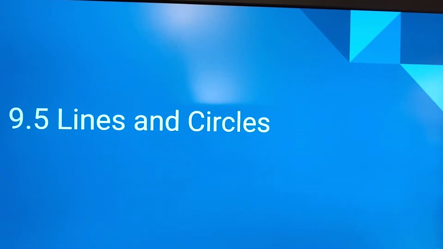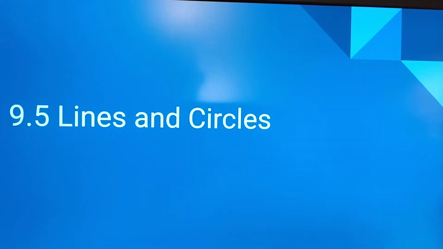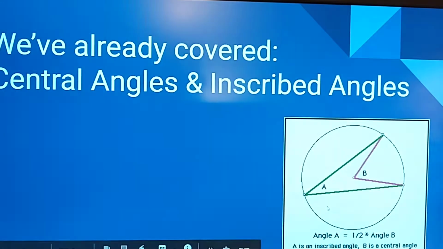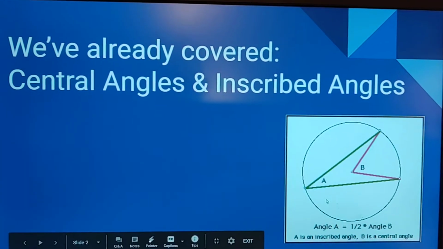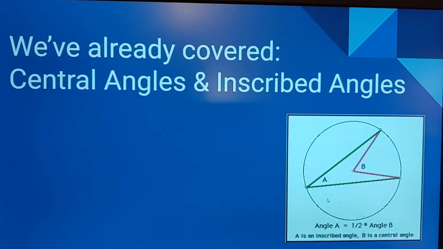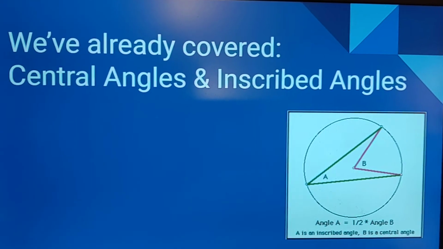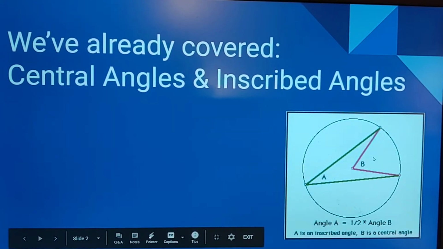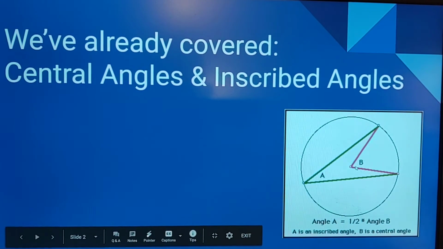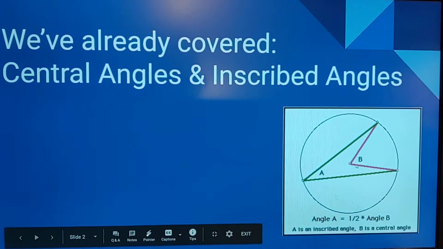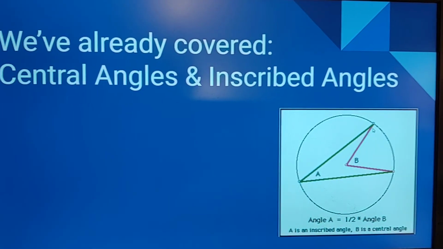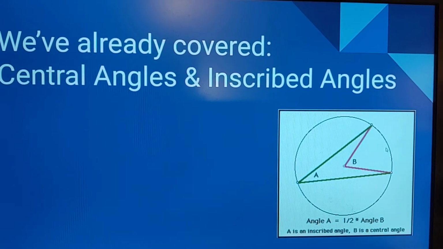We are now up to section 9.5 entitled Lines and Circles. Let's do a quick recap. We've already covered central angles and inscribed angles. Central angles are probably my favorite. Here's this pink angle B, which is a great example of that. So that central angle, angle B, will be equal to the measure of its intercepted arc.